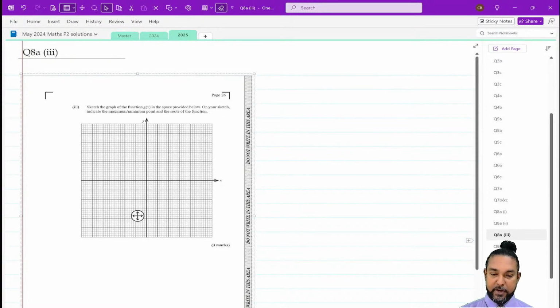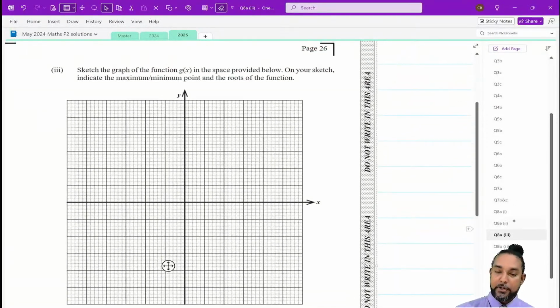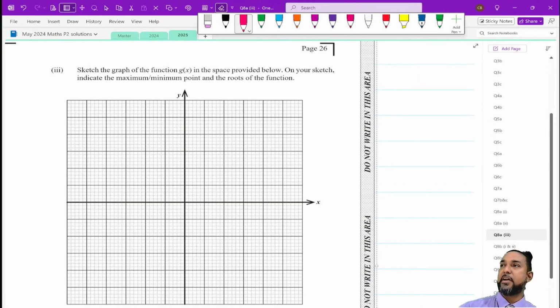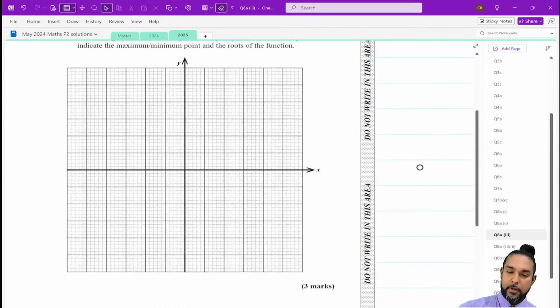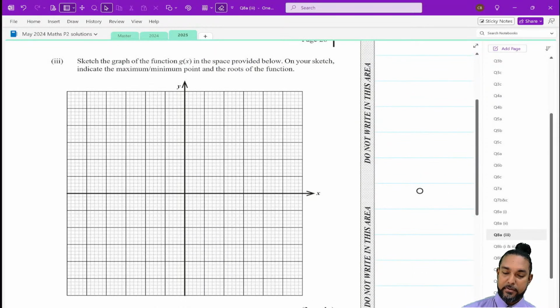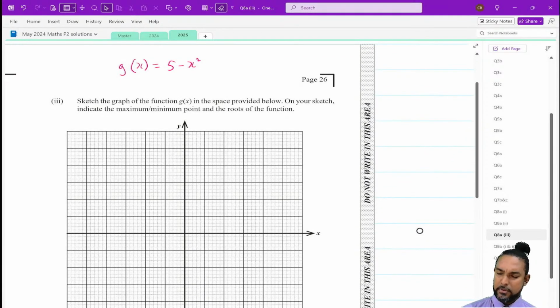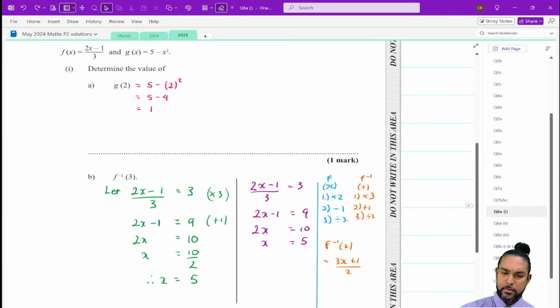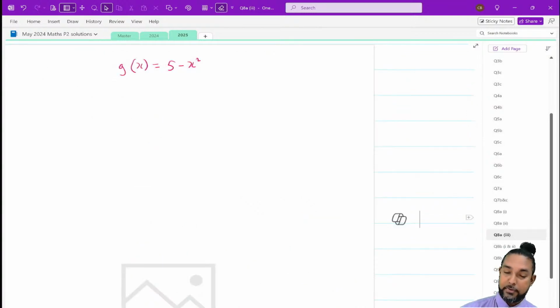Sketch the graph of the function g of x in the space provided. On your sketch, indicate the minimum or maximum point. The function g was 5 minus x squared. Now they said sketch. This wouldn't have any roots. Hold on, what was g? 5 minus x squared. Oh, no, yeah, it would have roots. I was completely in the wrong there.